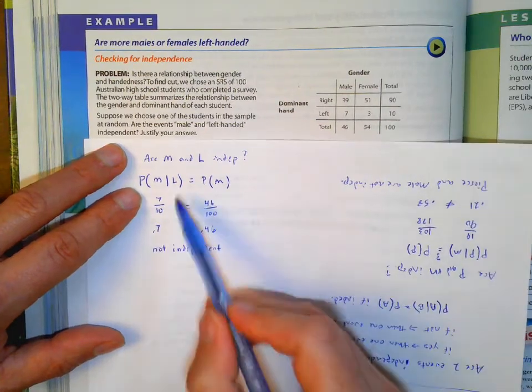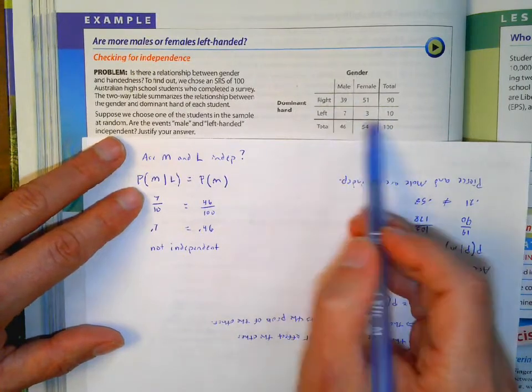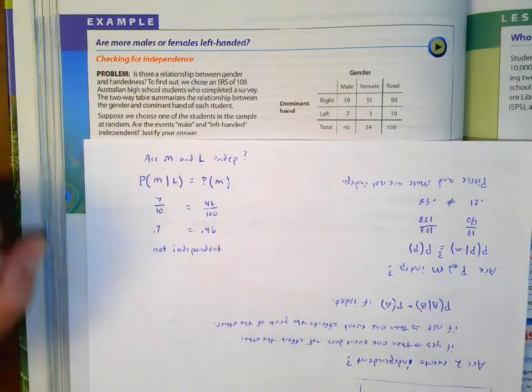Knowing that somebody's left-handed, there are more males than that, right? So that changes the probability of it.